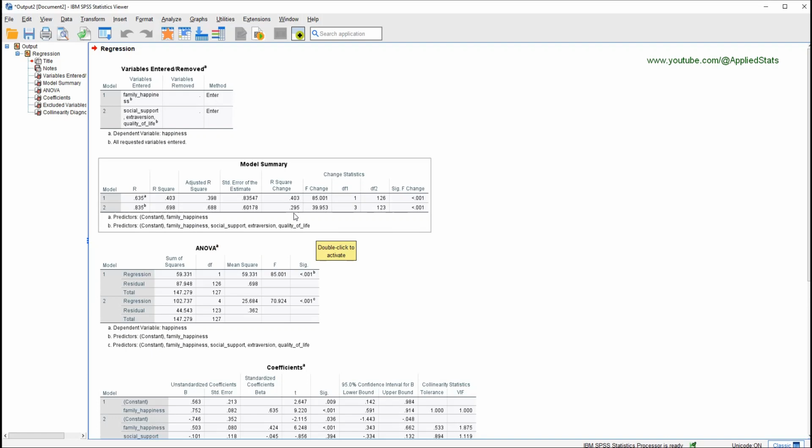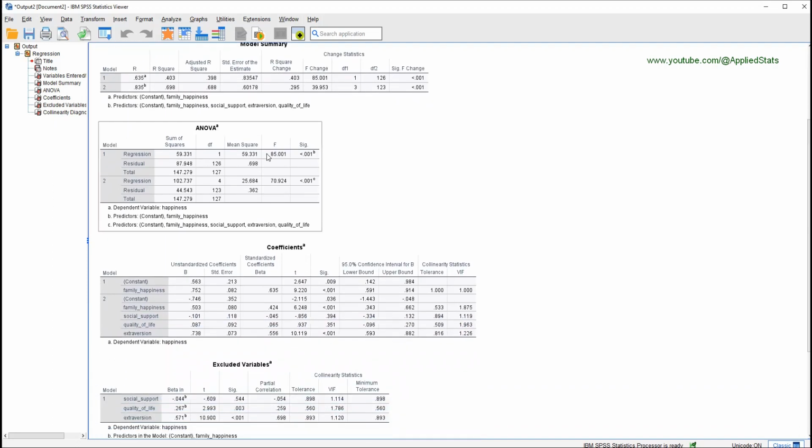In hierarchical regression analysis, R-squared change also needs to be reported. Now, when you added social support, extroversion, quality of life, the R-squared increased to 0.69. So R-squared change is about 30%, right? So this is just if you subtract this value from this value, you get this. So it's about 30%, your R-squared change. And this amount of change is significant.